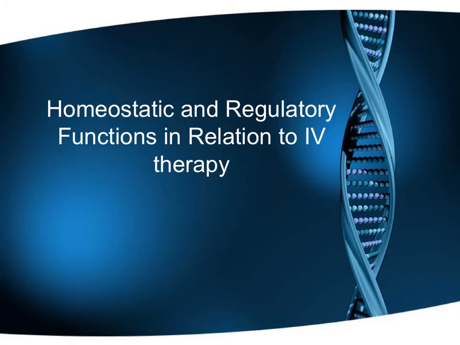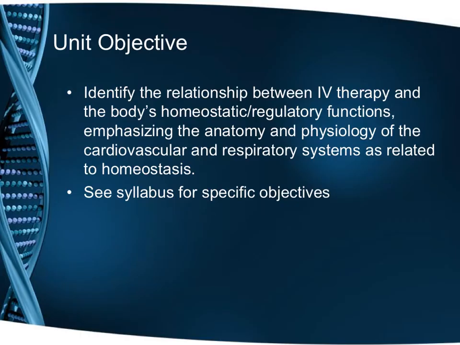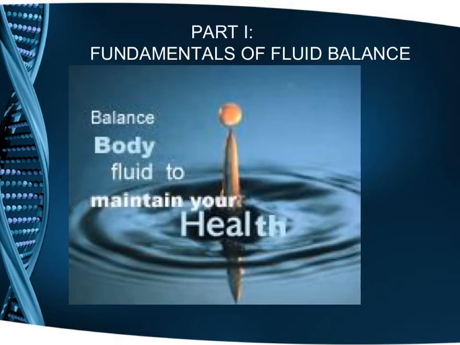Unit 2 of the LPN IV therapy course covers homeostatic and regulatory functions. The objectives for this module include identifying the relationship between IV therapy and the body's homeostatic regulatory functions, emphasizing the anatomy and physiology of the cardiovascular and respiratory systems as related to homeostasis. Please see the syllabus for specific objectives.